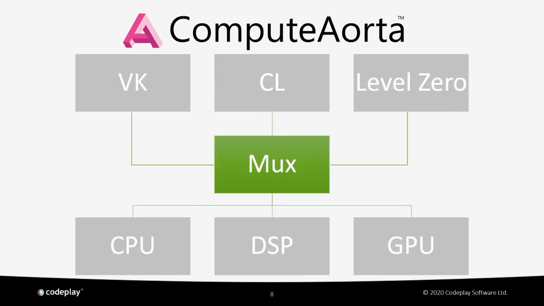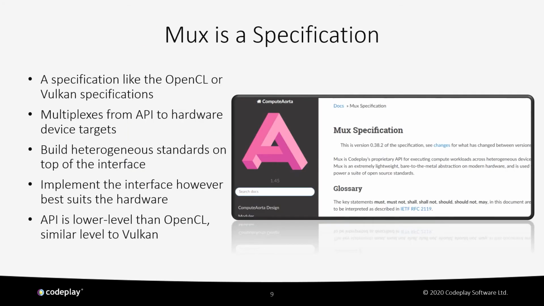I've mentioned MUX a few times already in this talk. That's because it's central to the ComputeAorta design. We implement the higher level APIs on top of MUX, so that's Vulkan and OpenCL, and also more recently we've been investigating Level Zero as part of the Akaran project. And then we provide multiple implementations of MUX, either as reference implementations within the ComputeAorta project, or customer teams produce their own implementations. But how does that actually work?